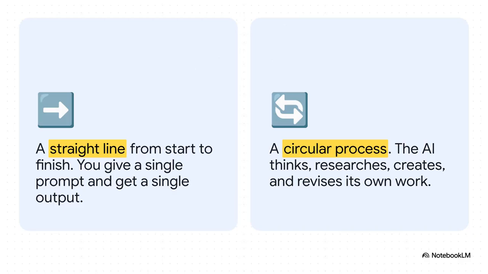Think of it this way. Most of the AI you use today works in a straight line. You give it a prompt and boom, you get one output back. End of story. An agent, on the other hand, works in a loop. It thinks, it researches, it creates a draft, and then, and this is the absolute game changer, it looks at its own work and revises it. It repeats that cycle over and over to get a better result. It's the difference between a one-off command and an actual thought process.